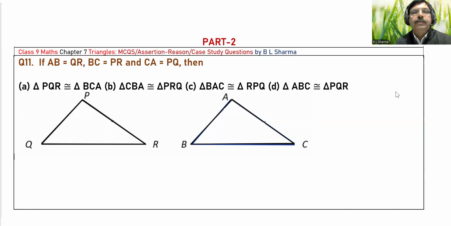This is part 2 of class 9 mathematics, chapter 7, triangles, multiple choice questions, and assertion reason questions. Case study based questions will be there in this class.